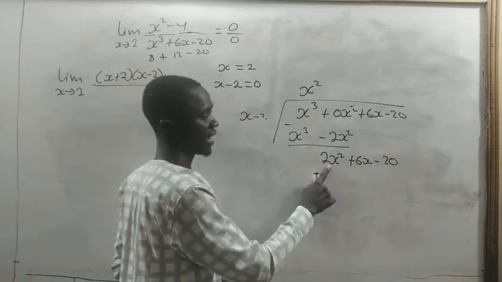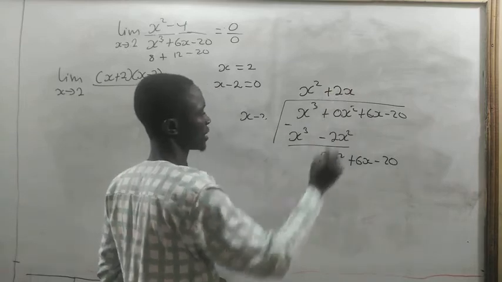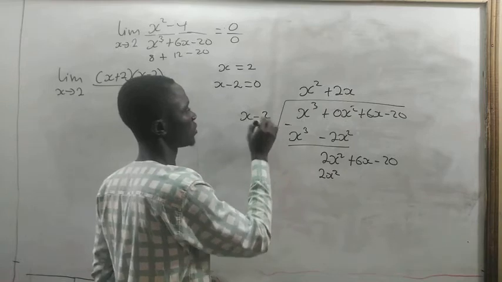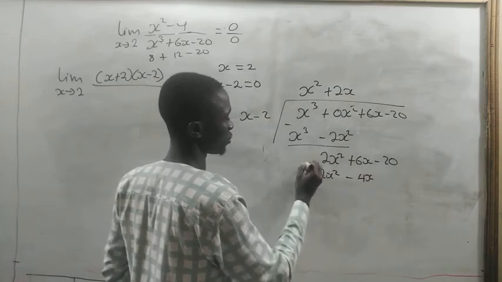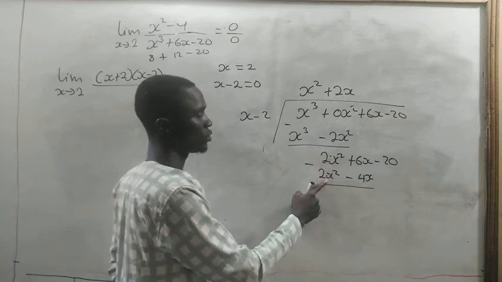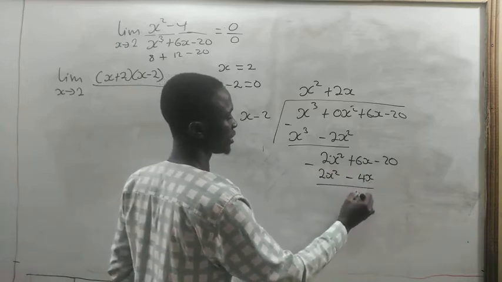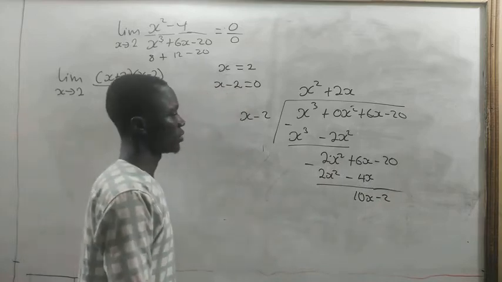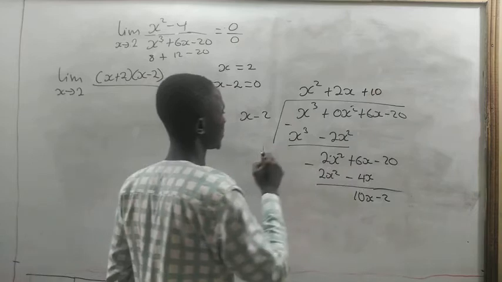X will divide 2x squared plus 2x. X times 2x is 2x squared. Negative 2 times 2x is negative 4x. So I'll subtract to get the remainder. 2x squared minus 2x squared is 0. 6x minus minus 4x is positive 10x minus 20. Wow. So here x we divide 10x, positive 10.